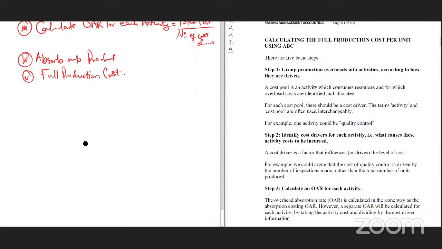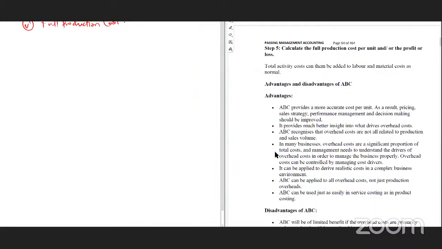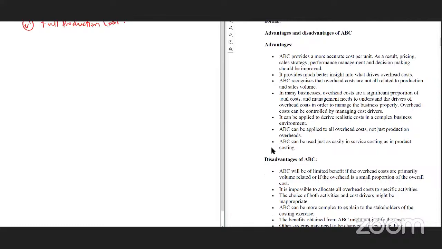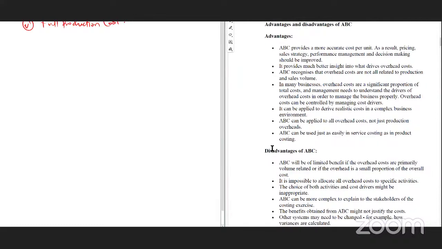All right. Now, what are the advantages and disadvantages of ABC? First of all, ABC provides a more accurate cost per unit, right, than traditional costing. As a result, pricing strategy, sales strategy, performance, and decision making will be improved because now costing is more accurate. Two, it provides a much better insight into what drives costs rather than labor hours and machine hours. ABC recognizes that overhead costs are not all related to production and sales volume, right? Like the way we saw for traditional costing.